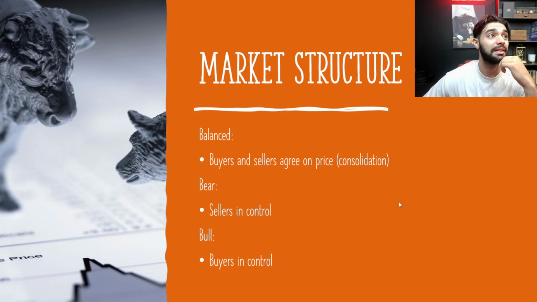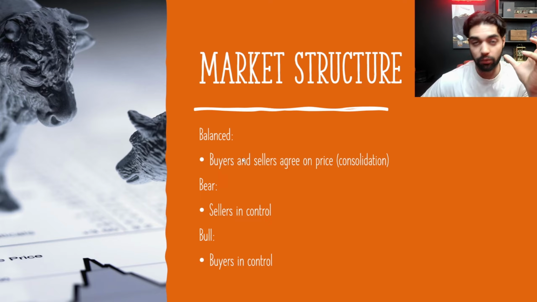All right, now that we talked about these key levels, let's talk about market structure, right? There are a couple of market structures we're going to look for here. There is a balanced market where buyers and sellers agree on price, just consolidation, equal highs, equal lows. There's a bear market, where sellers are in control, lower lows, lower highs. And there is a bull market where the buyers are in control, higher highs, higher lows, right?